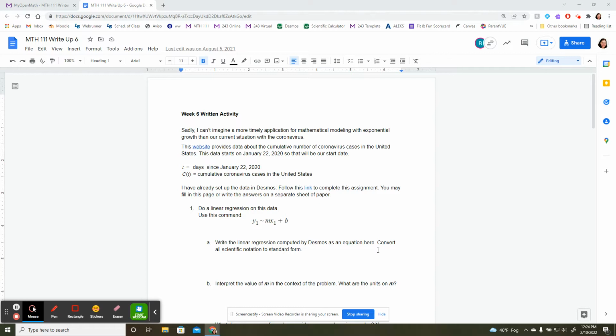So we're going to model the first, I think it's like year and a half of the coronavirus data from coronavirus cases in the United States. The data starts on January 22nd, 2020, and I can't remember exactly how long it goes, like 600 days or something. There's a website that it came from. I think they are no longer updating the website, and that isn't super important. The important part is to go to Desmos and look at the data. So we're going to follow this link to complete the assignment.